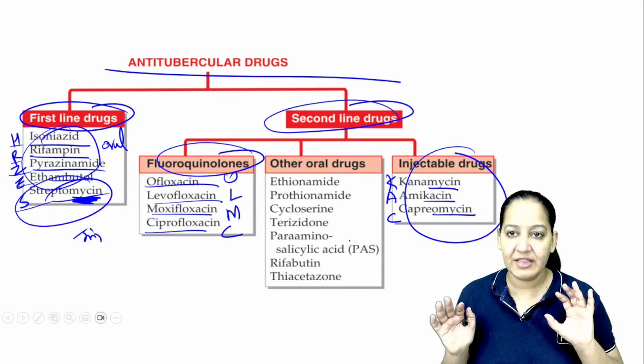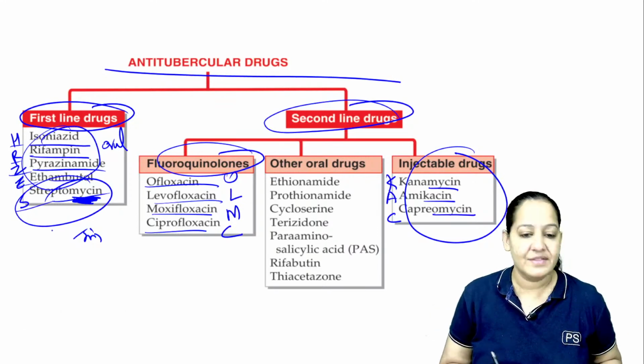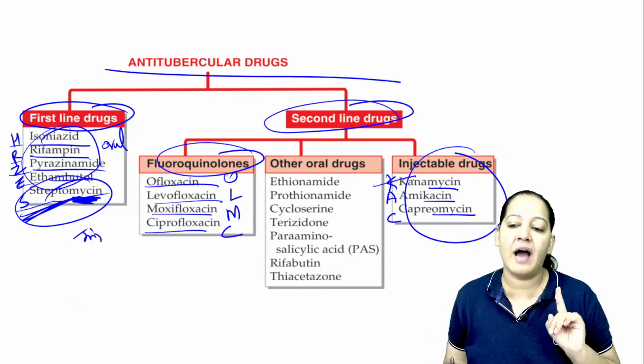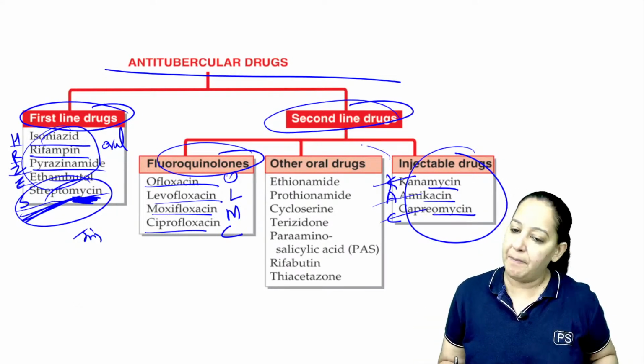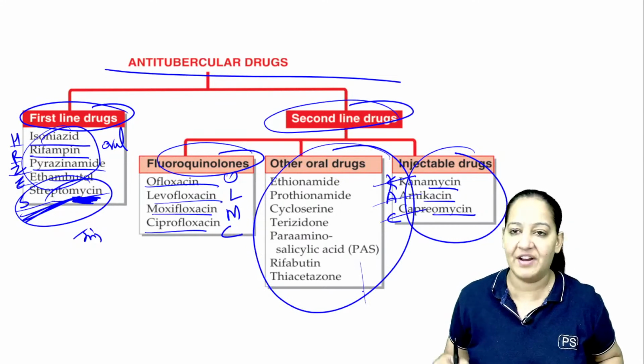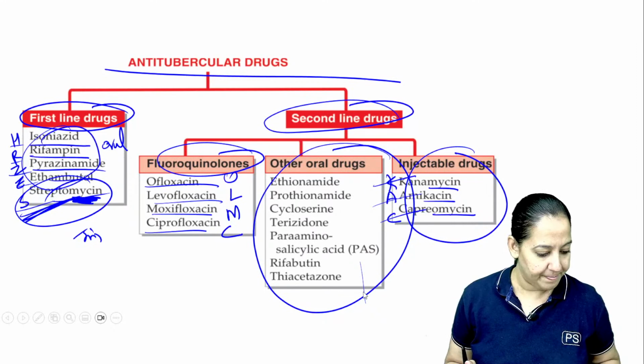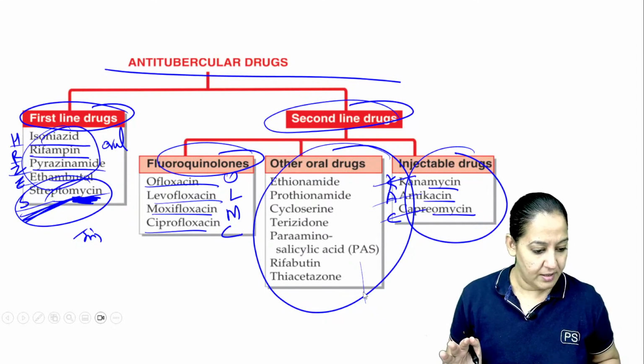So I mean to say, in the first line we have only one injectable, that is streptomycin. In the second line we have 3 more injectable: kanamycin, capreomycin, amikacin. Apart from that, other drugs are also there. Just read their names, don't learn. So that is the classification of anti-tubercular drugs.